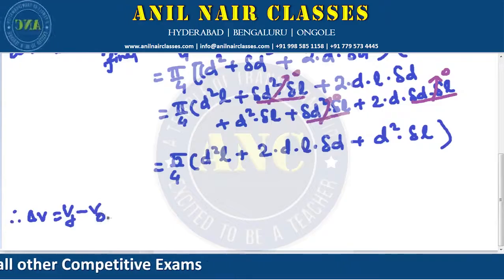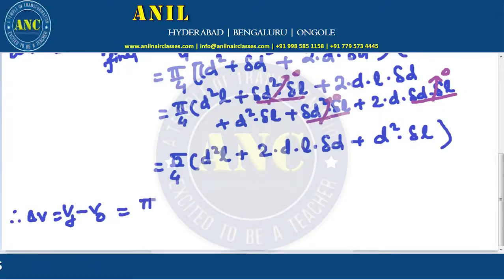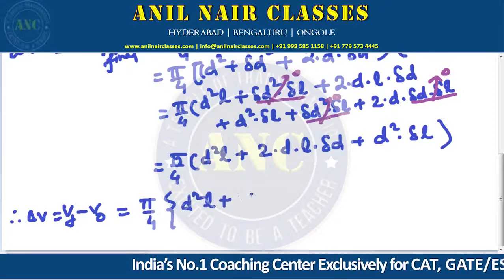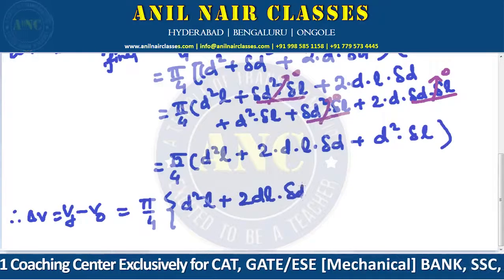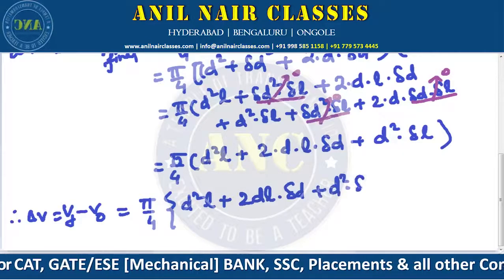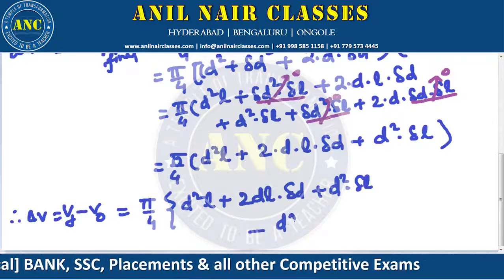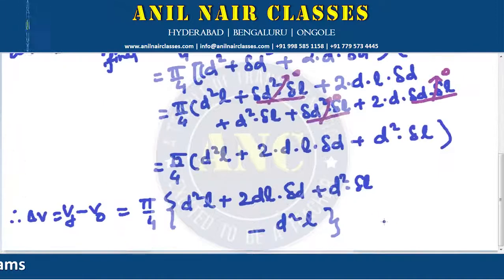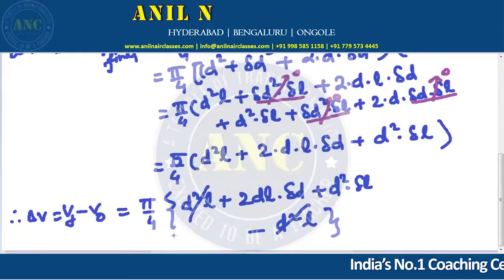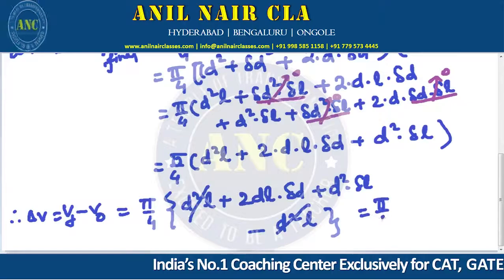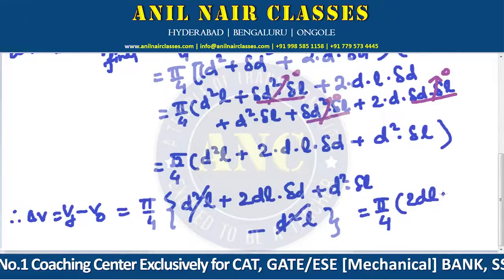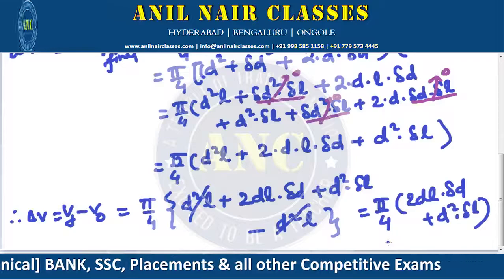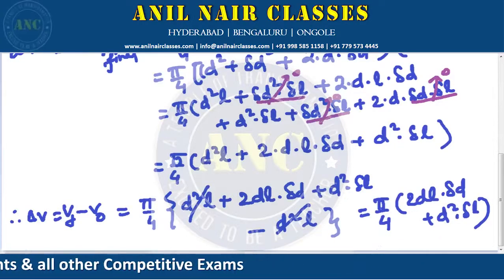Therefore, the change in volume is the final volume minus the original volume. So the final volume is pi by 4, which is common in both. I'll take [d square L plus 2dL delta d plus d square delta L minus d square L]. Correct? See here, d square L. So from here this gets cancelled and we are left with pi by 4 [2dL delta d plus d square delta L]. Correct? So this is the change in volume.